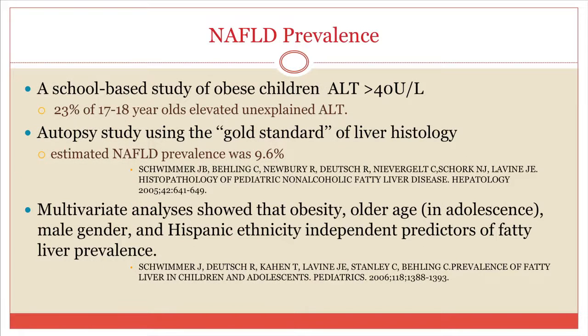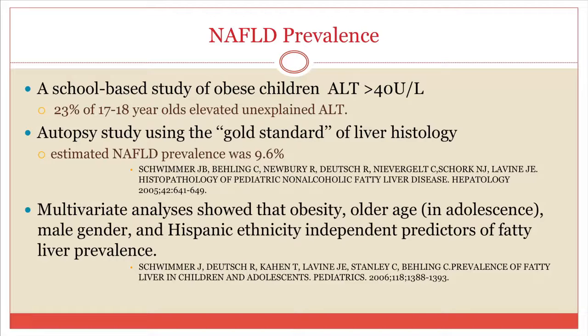In a school-based study of kids with ALTs over 40, it was 23% of older teenagers. In an autopsy study where they biopsied livers, in Jeff Swimmer's pediatric population, the prevalence of non-alcoholic fatty liver disease was about 10%. Obesity, older age, and you know those risk factors. So in this population, it's been hard to tease out without measuring the labs.